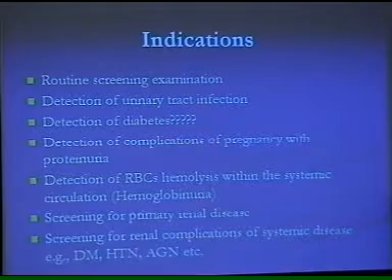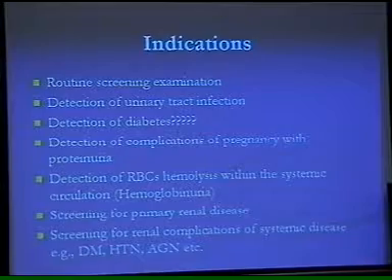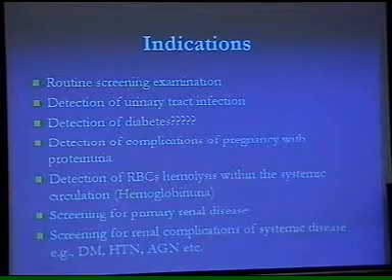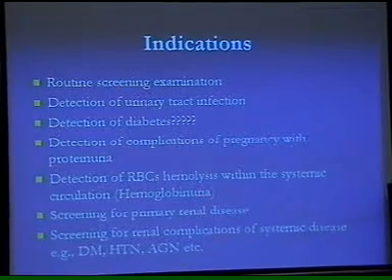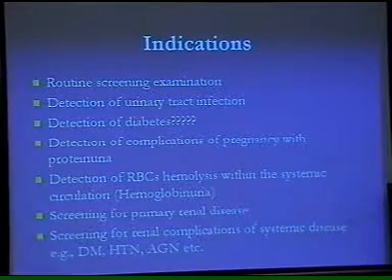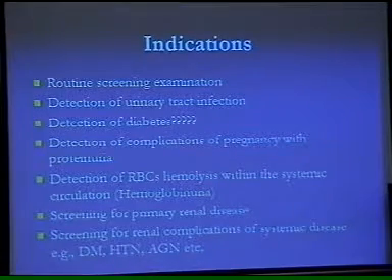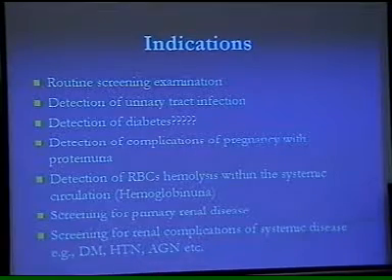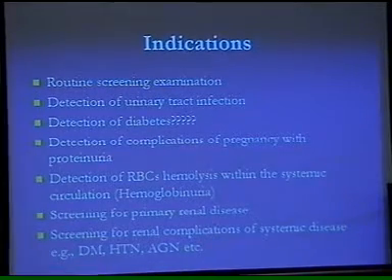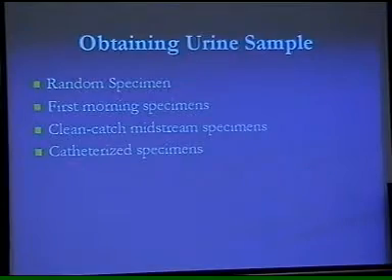What are the indications of urine examination? It's a routine screening exam, giving you a lot of details about systemic diseases, and detection of urinary tract infection. It used to have a good use in monitoring or diagnosing diabetes, but we know that the renal threshold is very variable, so we use blood glucose for screening and monitoring purposes. Complications of pregnancy, in which preeclampsia with proteinuria, intravascular hemolysis with hemoglobinuria, and the screening test for primary renal disease or any systemic diseases like diabetes, hypertension, which affect the kidneys.